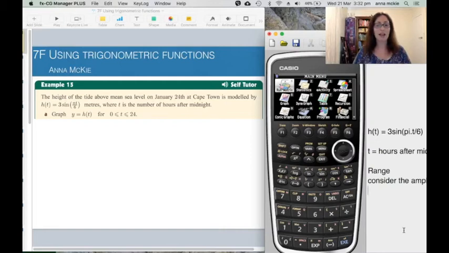Hello, I'm Anna Mackay and today we're looking at using trigonometric functions, so two real-world applications. Our first example, we're looking at the height of the tide above mean sea level on January the 24th at Cape Town, and it's modelled by this equation where t is the number of hours after midnight, and we have to graph that for t between 0 and 24, so for 24 hours.